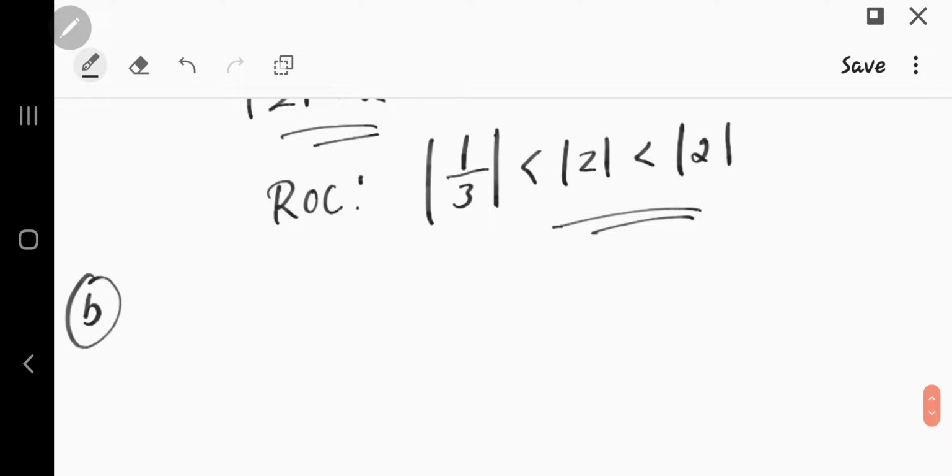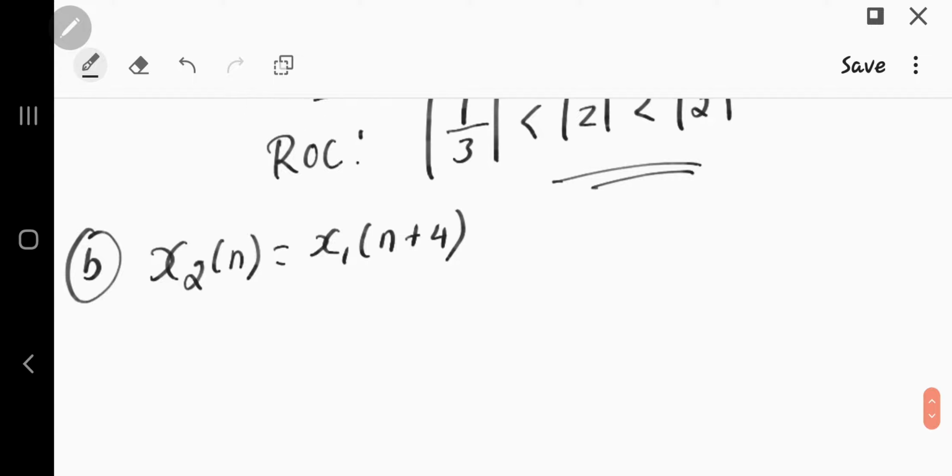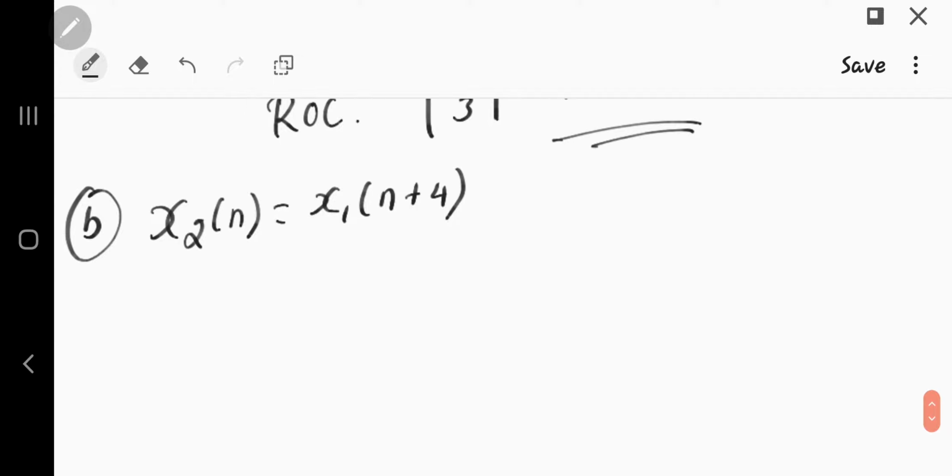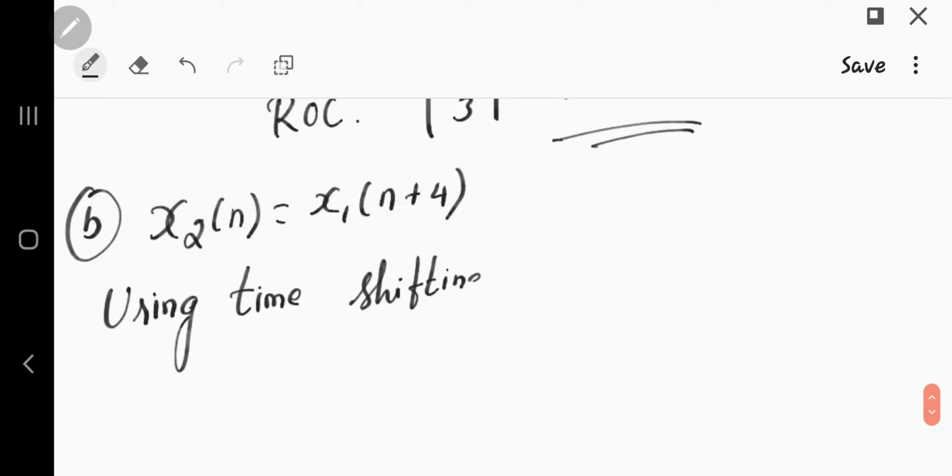Coming to the second one, it says x2 of n is equal to x1 of n plus 4. That means it is the time shifted version of x1 of n. You can apply the time shifting property.